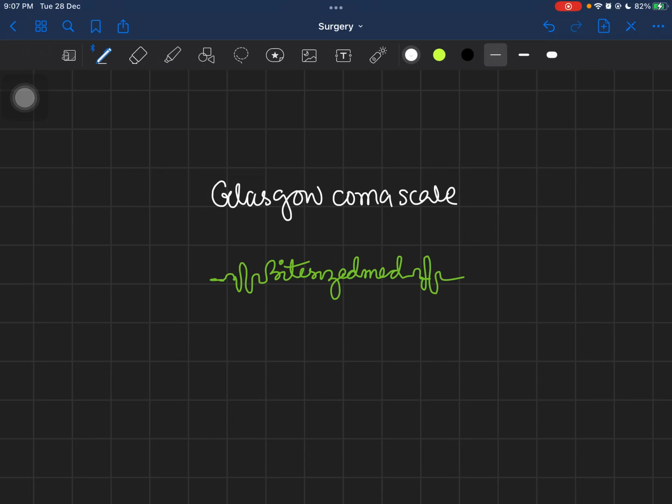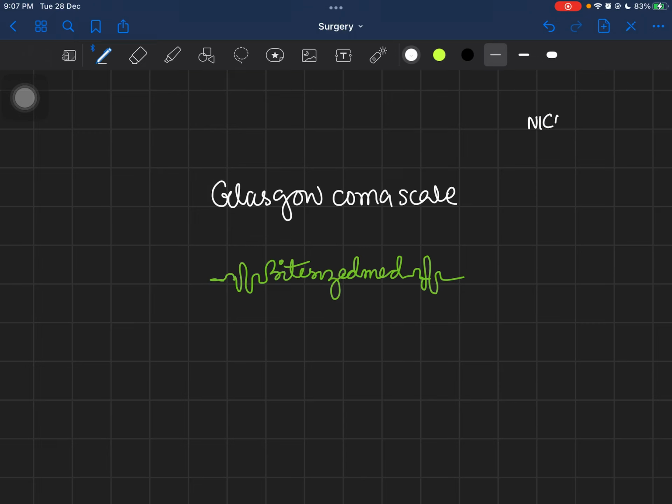This is going to be a short review of the Glasgow Coma scale. There are multiple videos on the internet, but I think I'll help you understand not just theoretically but also practically how to assess the Glasgow Coma scale. This is usually done to assess the level of consciousness of people who have undergone trauma, more specifically head injuries.